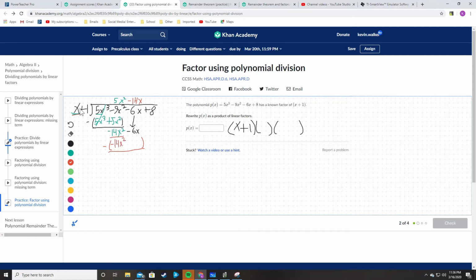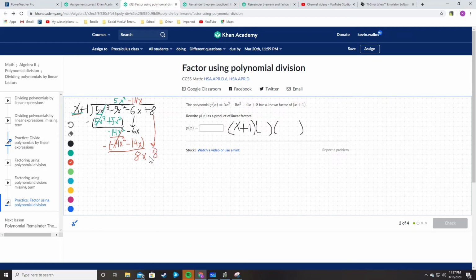Now negative 14x times 1, that'll be minus 14x. So negative 14x minus negative 14x really turns into negative 14x plus 14x. That cancels it out. We're good. Now we got negative 6 minus negative 14x. So that's negative 6 plus 14. So that means that when we do this, we end up getting, I believe that's 8. And now we bring down our very last thing.